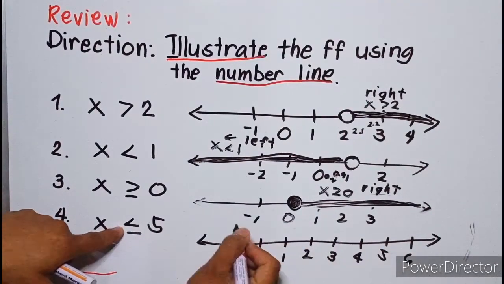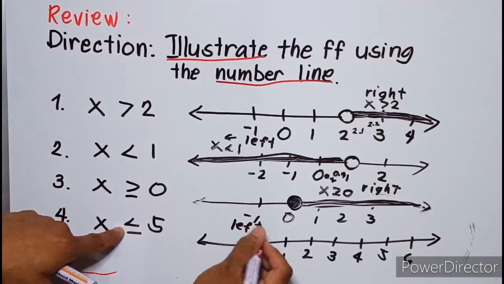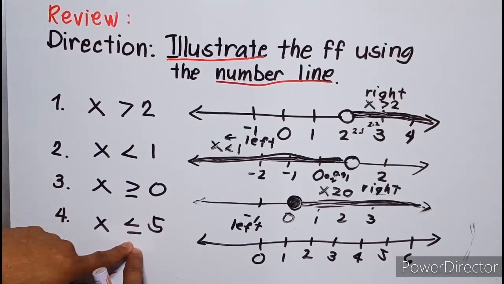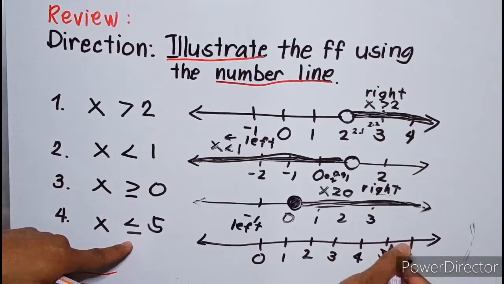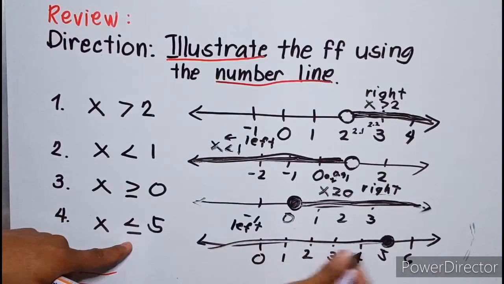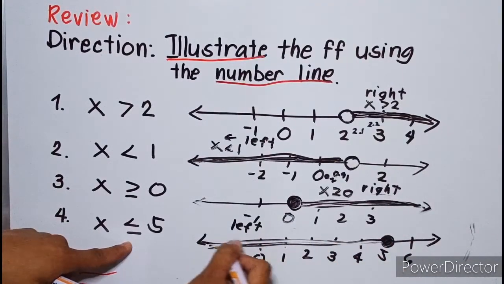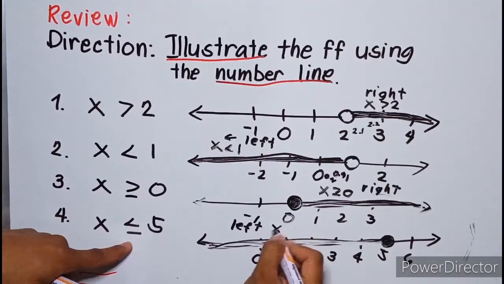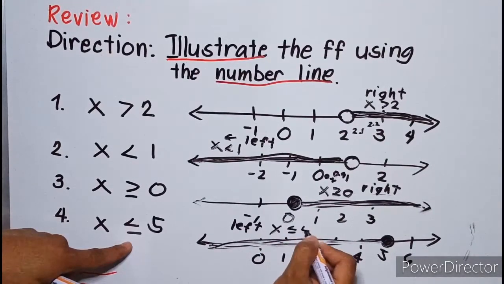So, less than is going to the left. Then, or equal. Pag sinabing or equal, kasali si 5. So, we are making this a black circle. Then, going to the left. So, this is the illustration of our inequality, x is less than or equal to 5.